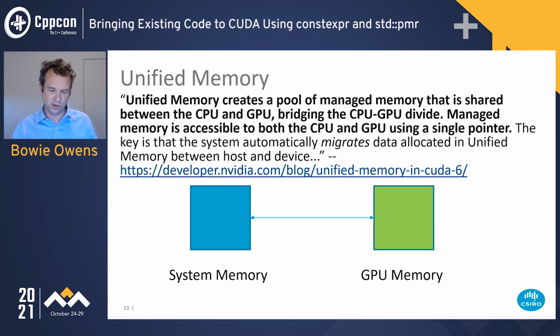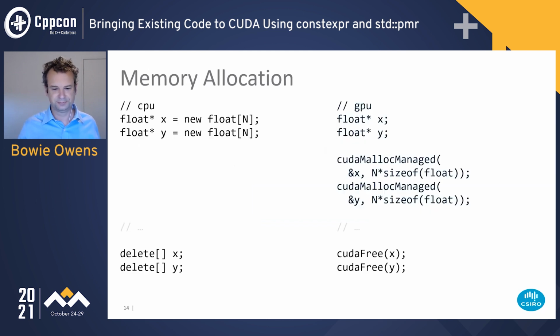So let's go back to that simple example and revisit how the memory is allocated. Here we have side by side the allocation that we had in the introductory example and the allocation that we do in the GPU example. The blog post tells us all that we need to do is replace the calls to new with calls to CUDA malloc managed, and replace calls to delete with calls to CUDA free.